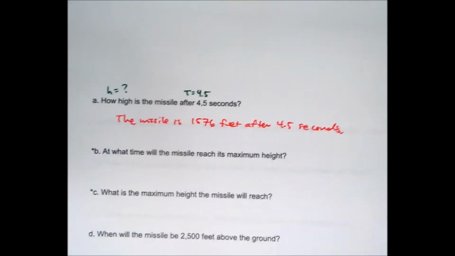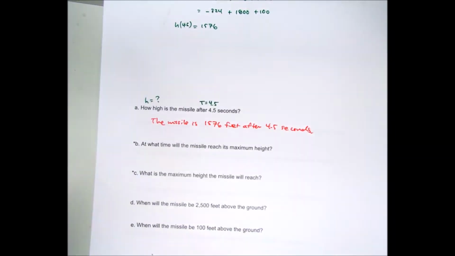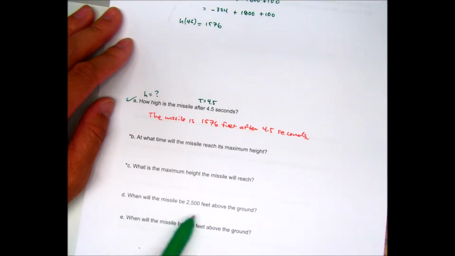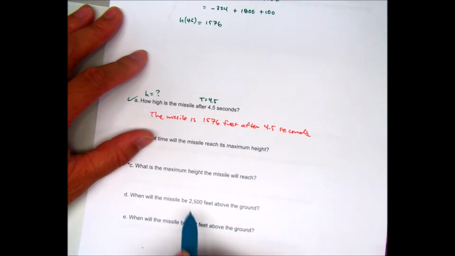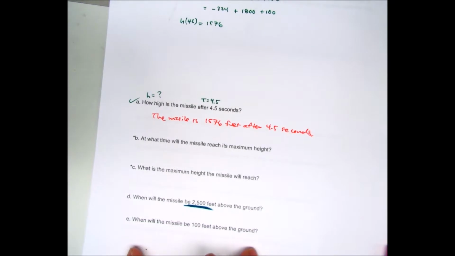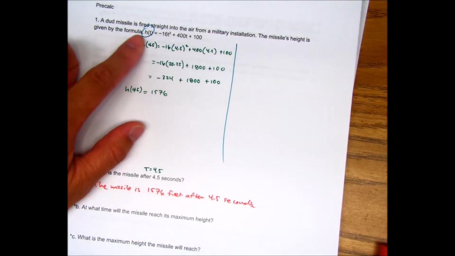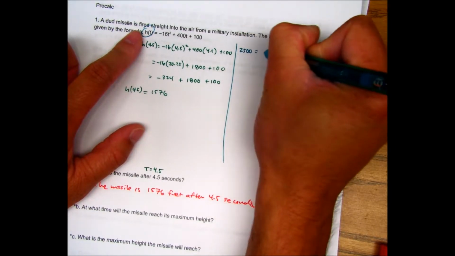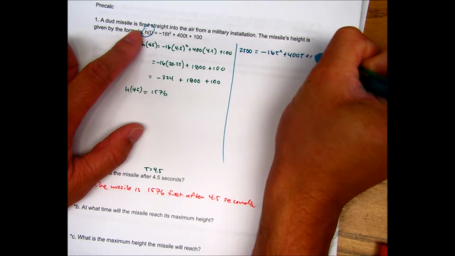I'm going to skip the heights. So we did that question. When will the missile be 2,500 feet above the ground? So 2,500 feet above the ground is, in our formula, this part. We want the height to be 2,500. So 2,500 equals negative 16t squared plus 400t plus 100.